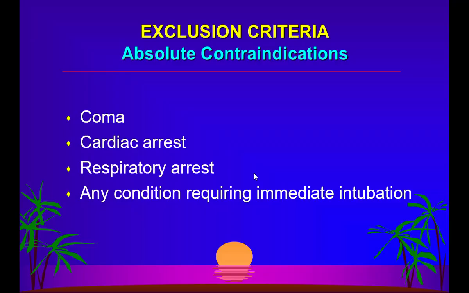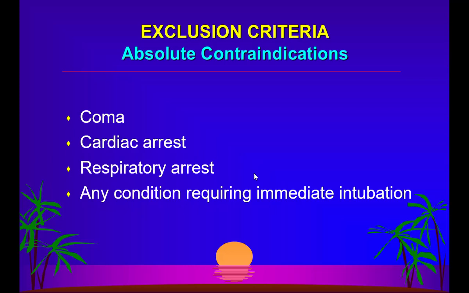Now coming to the selection criteria, we have to understand what the absolute contraindications are. Comatose patient, unless there is a DNI, right, do not put them on non-invasive. They will aspirate and die. Cardiac arrest, absolutely no indication for non-invasive. They have to be intubated immediately. Nothing doing, no non-invasive ventilation. Respiratory arrest, maybe if it's due to vasovagal or something, that's okay, right? But the patient has to be intubated. Any condition requiring immediate intubation, right?